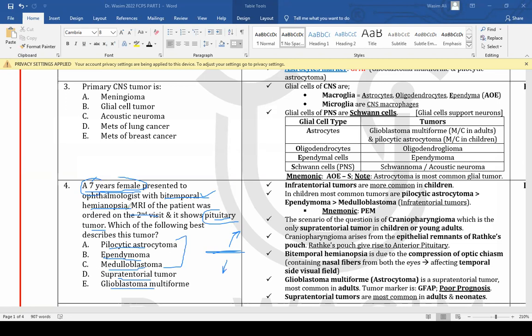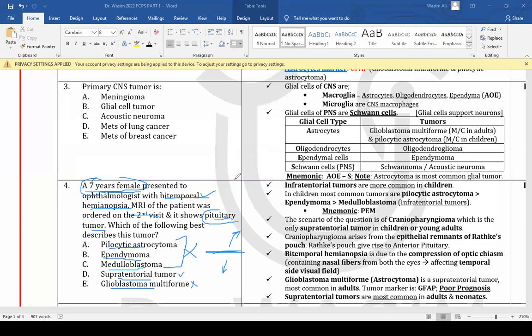So knowing this scenario, these options may not be correct, although pilocytic astrocytoma is more common in children than ependymoma and medulloblastoma. Over here, option D is supratentorial tumor, so we can consider this option, and option E is glioblastoma multiforme. Glioblastoma multiforme is a tumor of astrocyte glial cells, and it is more common in adults, not in children. So the correct option is option D, because it is a pituitary tumor and most likely a craniopharyngioma, and this is the only supratentorial tumor in children or young adults.